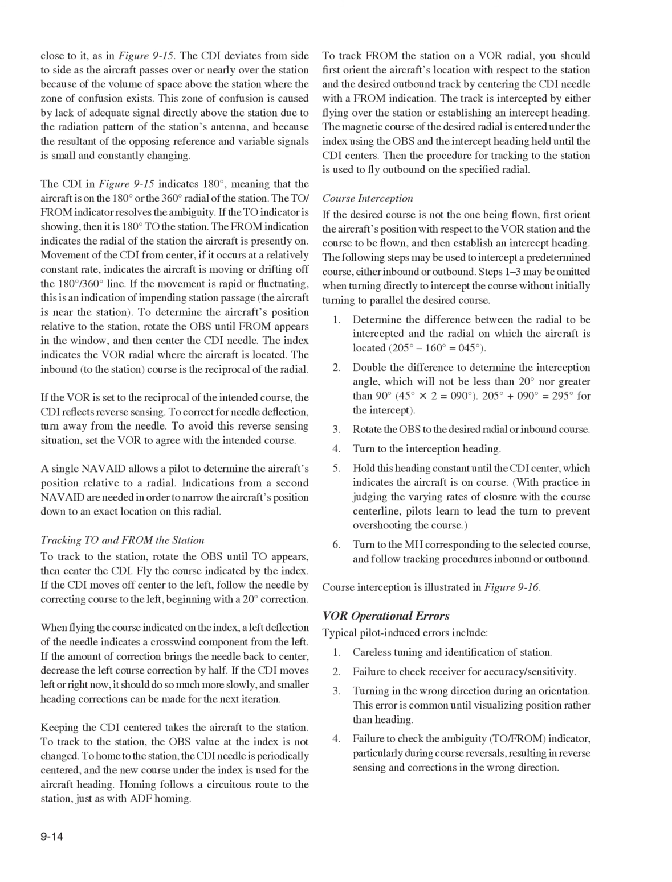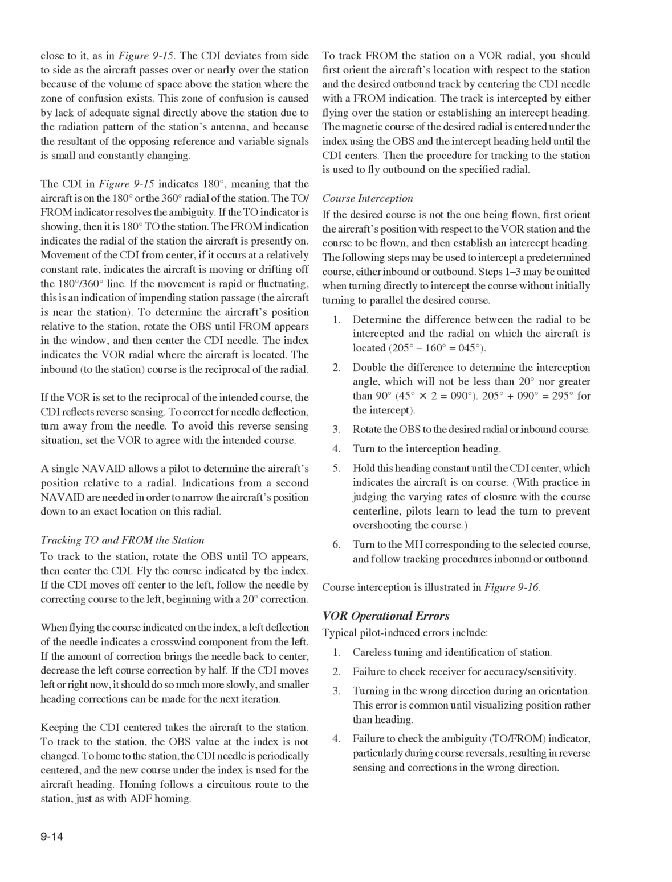Course interception. If the desired course is not the one being flown, first orient the aircraft's position with respect to the VOR station and the course to be flown, and then establish an intercept heading. The following steps may be used to intercept a predetermined course, either inbound or outbound. Steps 1 to 3 may be omitted when turning directly to intercept the course without initially turning to parallel the desired course.